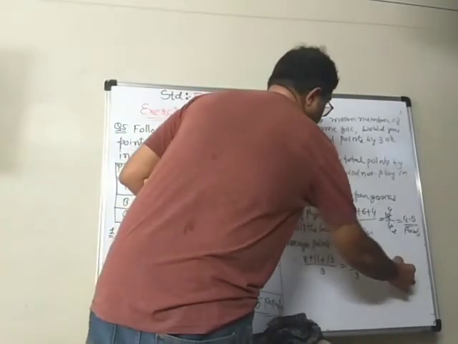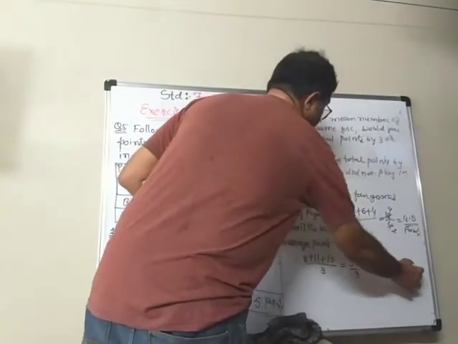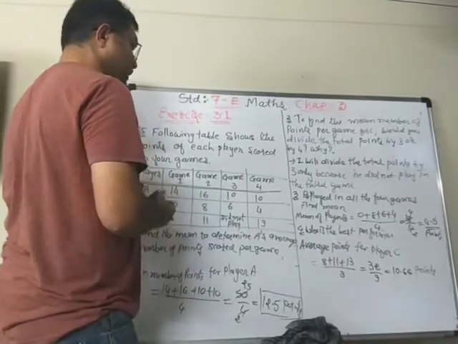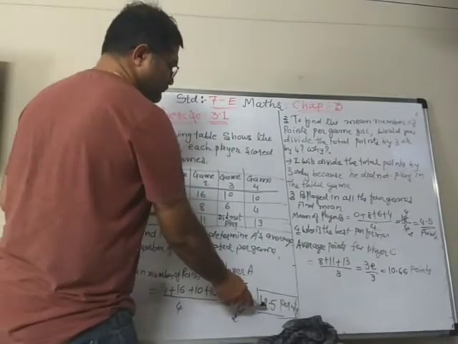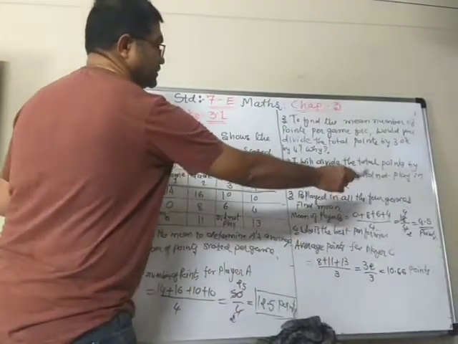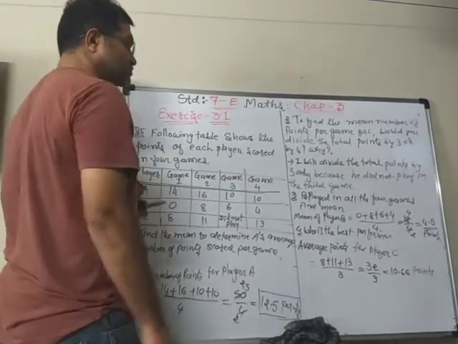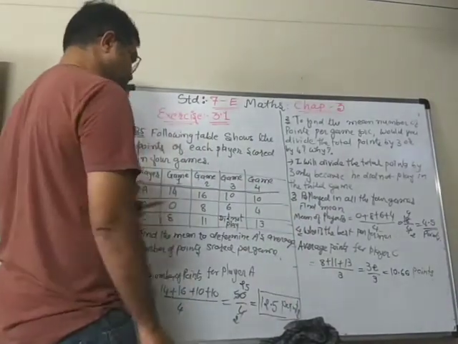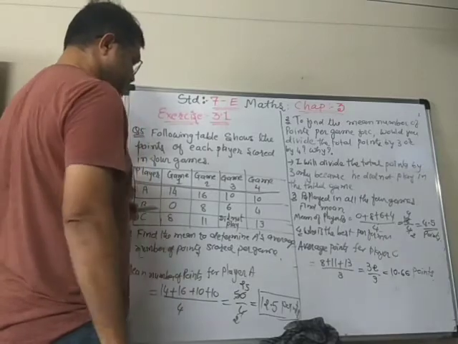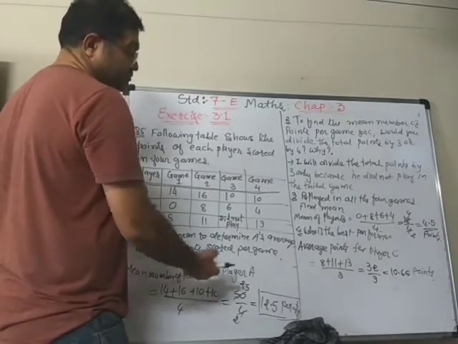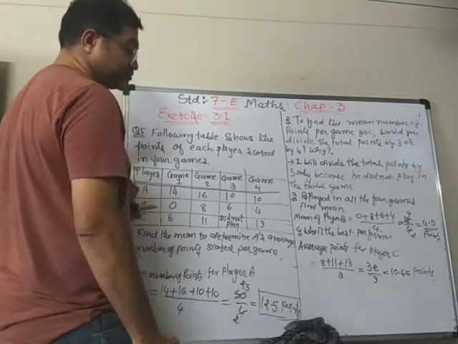So the average is 10.66 points. Now among the 3, the first one is 12.5, the second one is 4.5, and the last is 10.6. So we can say that the highest mean is of the player A.